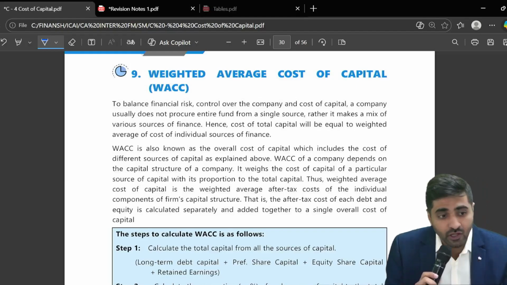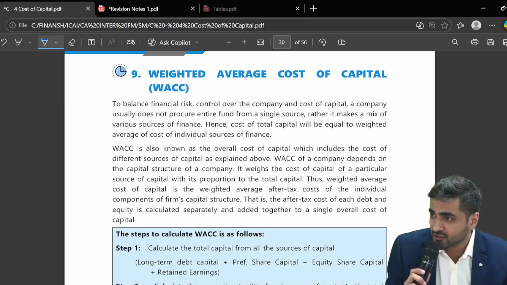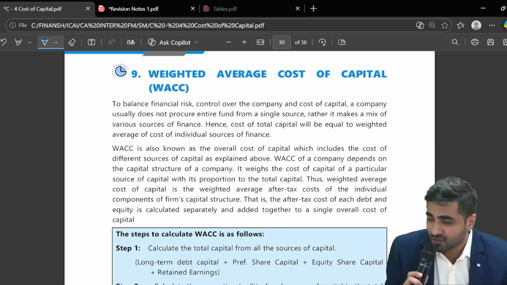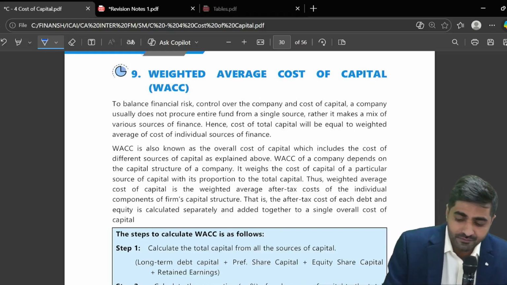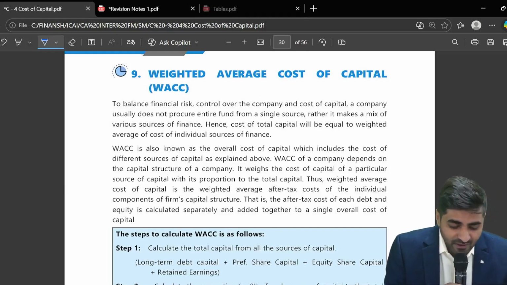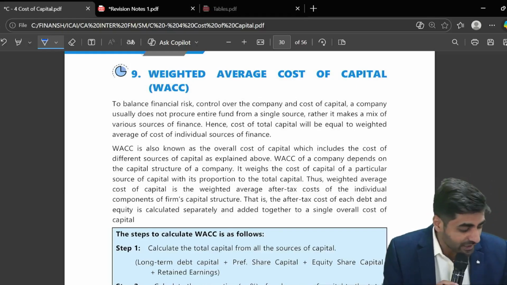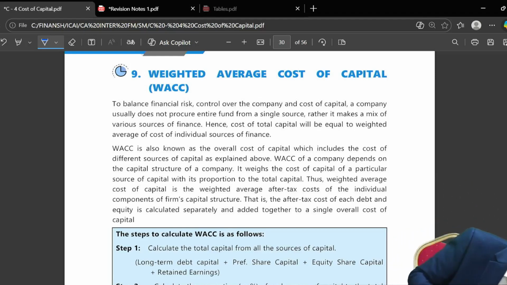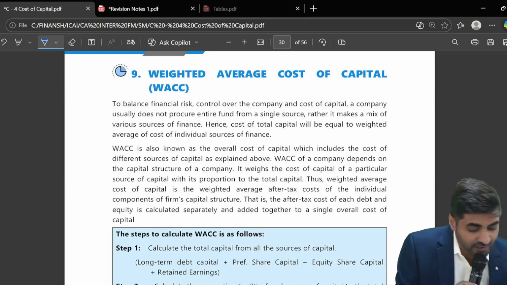We are starting with your WACC calculations. Okay, weighted average cost of capital. Now see, as we have discussed, whenever we are dealing with your WACC, what's the first thing which you have to understand?